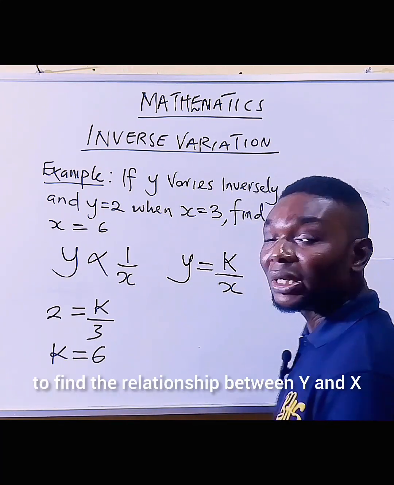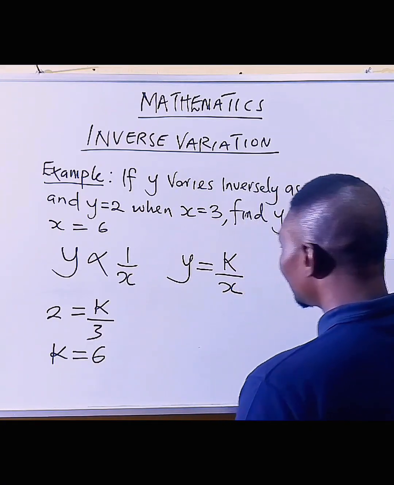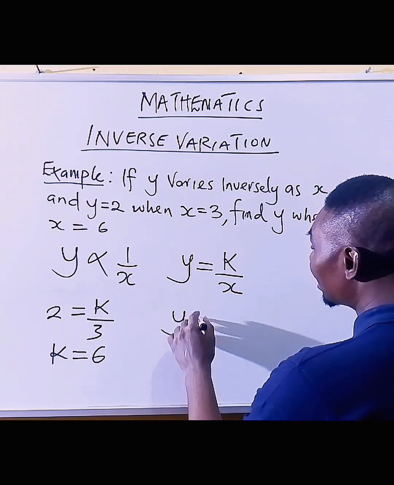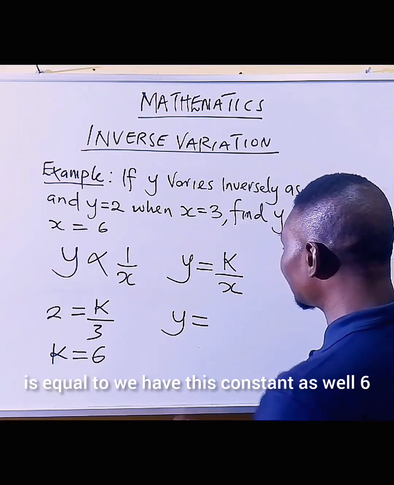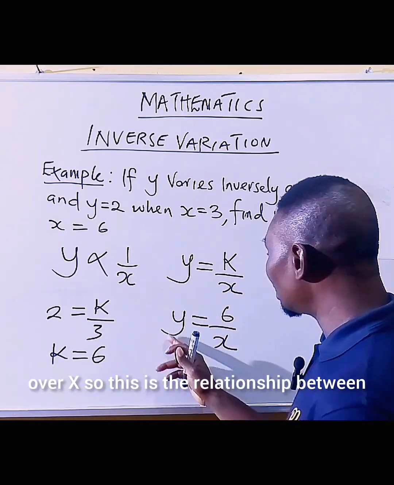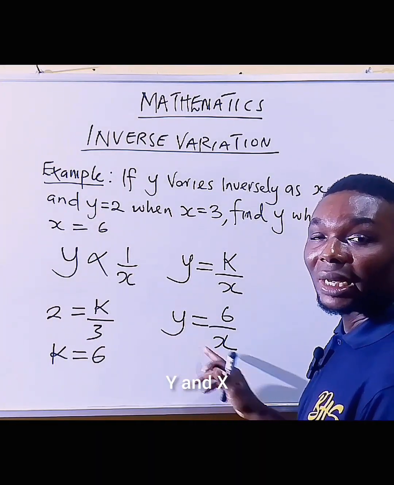Now, to find the relationship between y and x, you will say y is equal to, we have this constant as 6 over x. So this is the relationship between y and x.